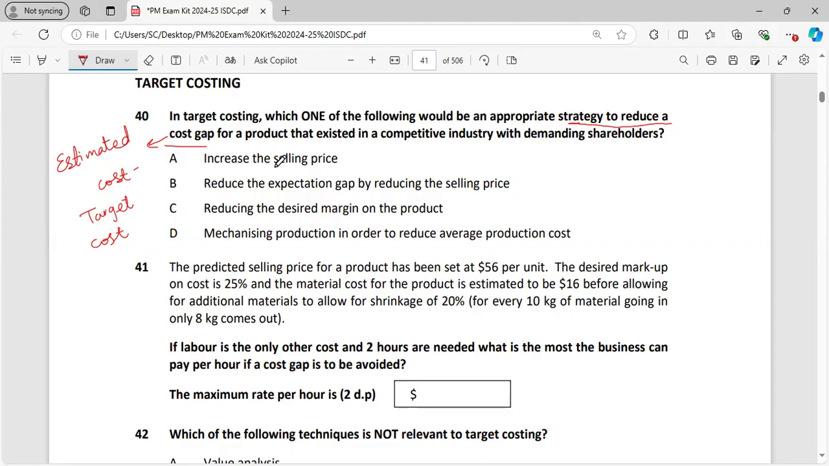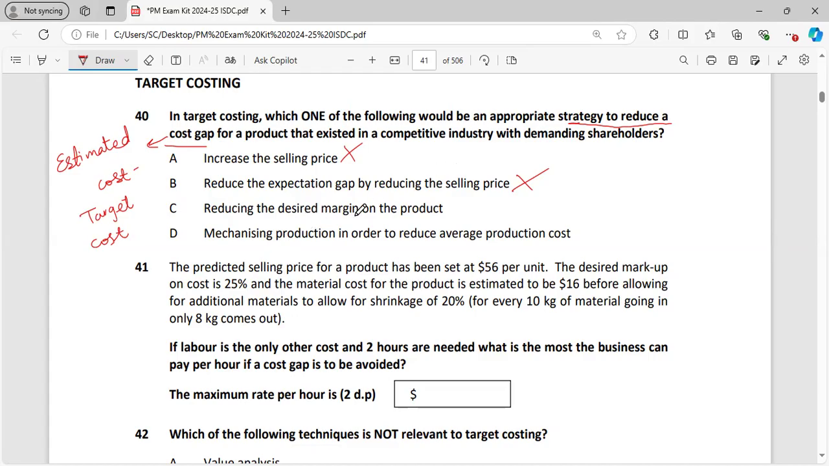Next, the first one is increase the selling price. Increase the selling price or reduction in the selling price have no effect on the cost gap. So that's why this statement is irrelevant here. We are not saying that it is incorrect; in fact, it is irrelevant. Reduce the expectation gap by reducing the selling price. Again, it is an irrelevant statement because selling price has nothing to do with the target cost gap.